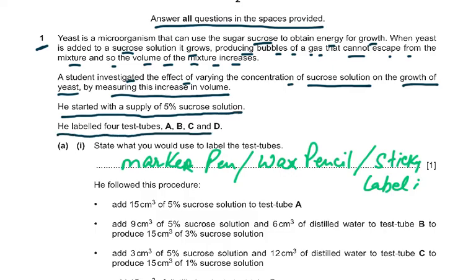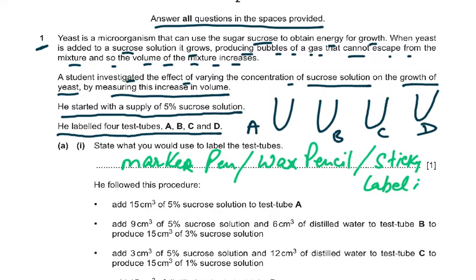He labeled 4 test tubes A, B, C, and D. State what you would use to label the test tube. Well, you use a marker pen or a wax pencil or a sticky label. That's all you would use.